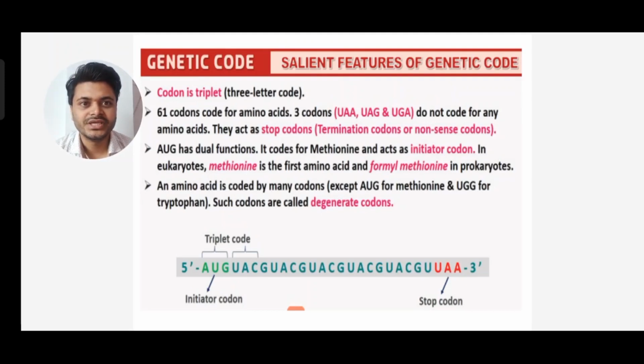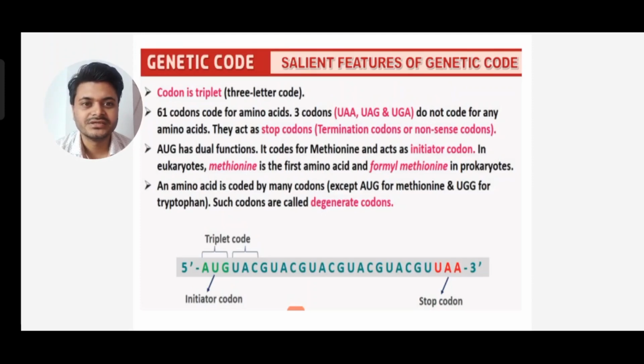And AUG has a dual function. It codes for methionine and acts as an initiation codon, that is a start codon, also called an initiator codon. In eukaryotes, methionine is the first amino acid, and formyl methionine in prokaryotes. An amino acid is coded by many codons except AUG for methionine and UGG for tryptophan. So such codes are called degenerate codes.